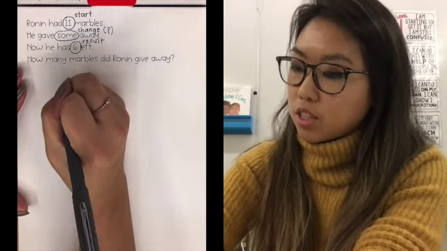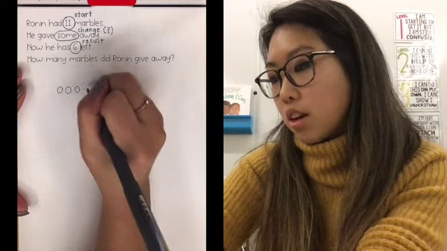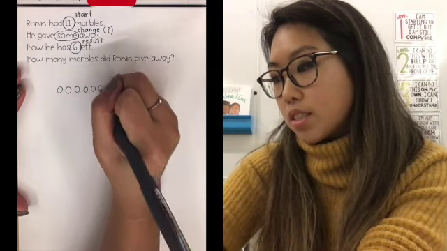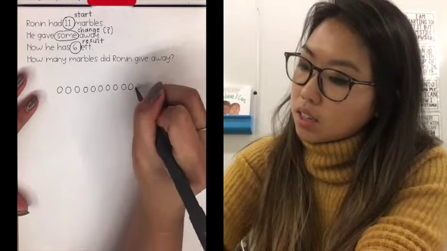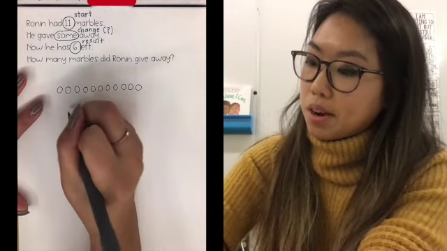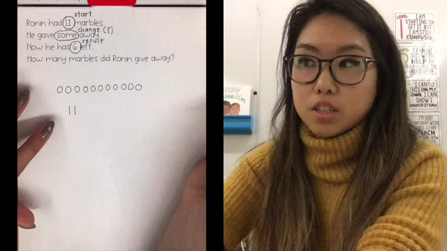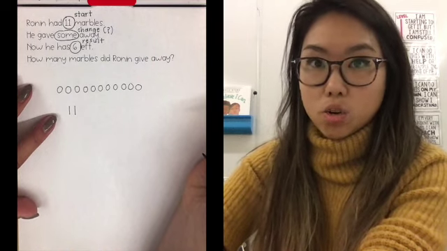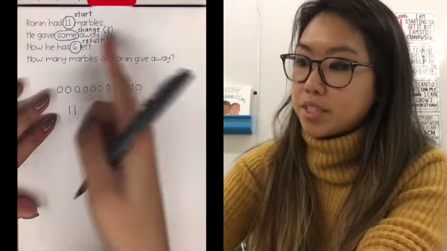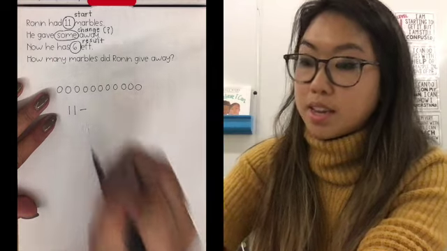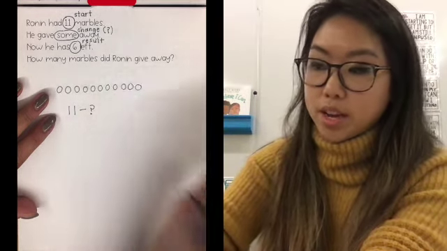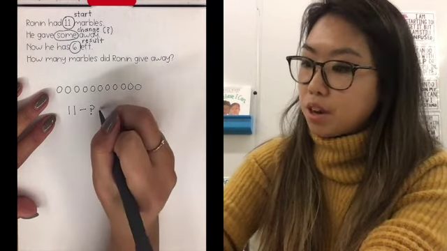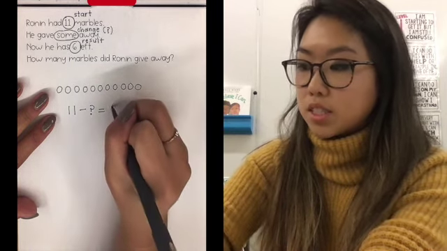So I know that there's 11 to start with, so I'm going to draw 11 circles. 5, 6, 7, 8, 9, 10, 11. Okay, so because I drew 11 to start with, I'm just going to write 11 because I know I need to write an equation to solve. So he gave some away, so he's subtracting, and I don't know how many he gave away. But I do know that after, the result was 6.